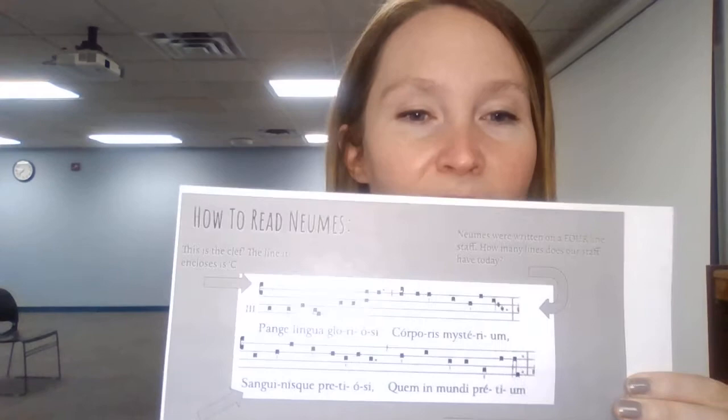Now, taking a look at this next page, it talks about how to read neumes. So you can see that it has a lot of the same elements that you would see on our normal music. But like we mentioned the other day, it's only got four lines and the neumes are square and some of them are stacked up on top of each other. You note that the lyrics are in Latin, just like we talked about.